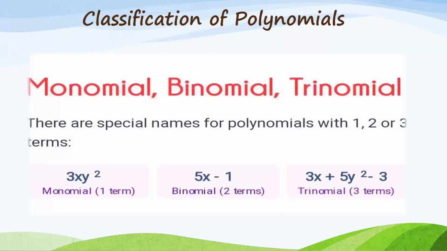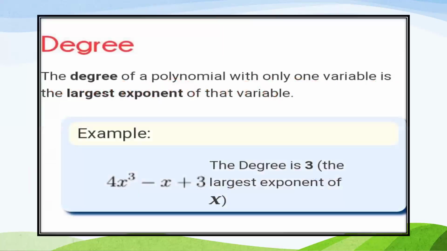So now, I think your concept is clear about monomials, binomials, and trinomials. Single term, two terms, and three terms, right? Now let's discuss the degree of the polynomial.